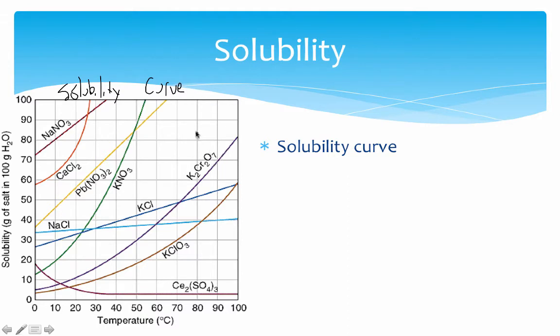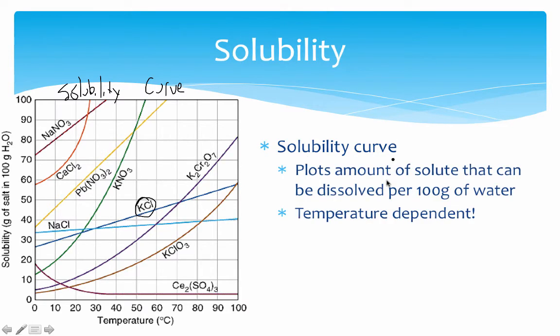Typically, when you're dealing with a solubility curve, it has many plotted lines. Each plotted line corresponds to a particular chemical compound, and what it shows you is the saturation point of that compound at different temperatures. So what it plots is the amount of solute that can be dissolved per 100 grams of water, and it usually says that right over here on the side. And again, we can see that these things are temperature dependent.